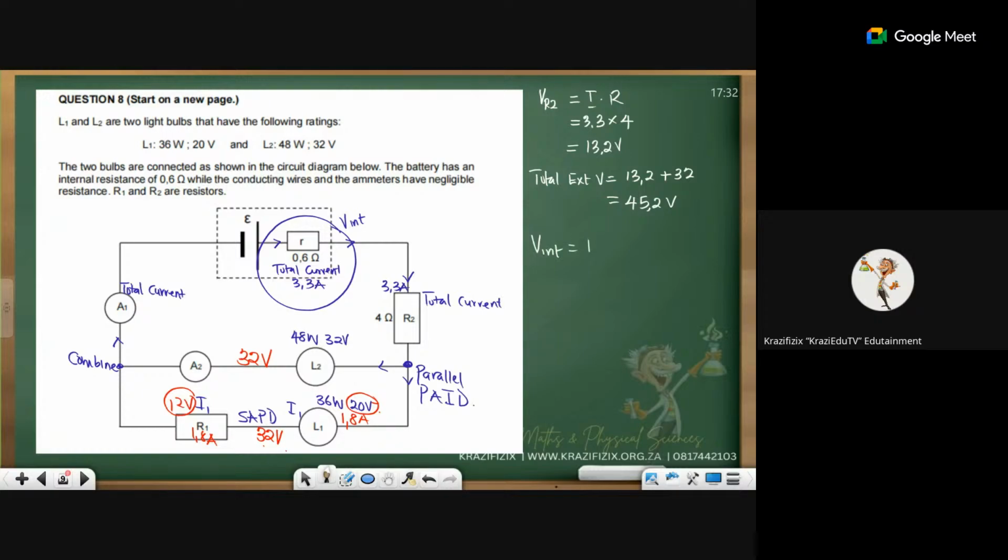It is current multiplied by small r. What's my current? 3,3. What is my small r? And what would that give us? 19,8. Yes. So 1,98.